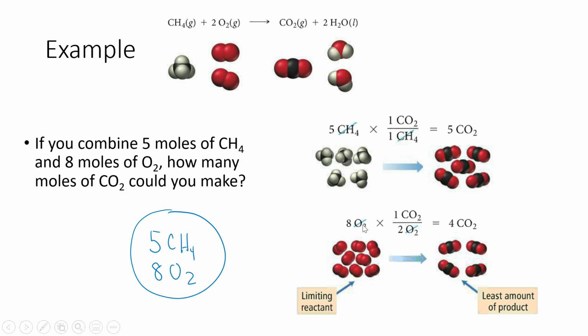So my oxygen ends up being my limiting reactant because it makes the least amount of product. So notice, in order to figure out which reactant is limiting, I don't want to just compare the starting amounts, right?